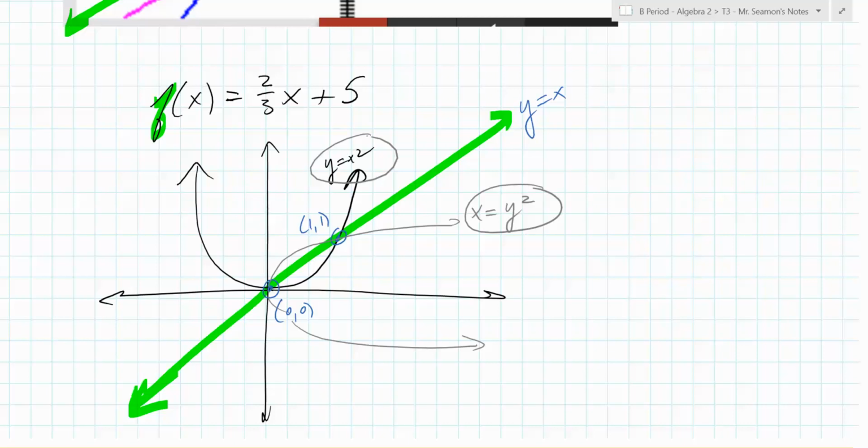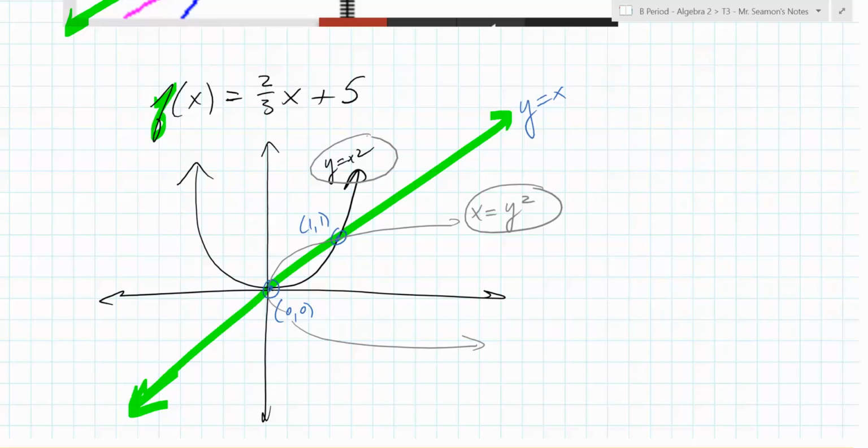One-to-one functions. Is this function one-to-one? No, it is not, because its inverse is not a function. This is not a one-to-one function because its inverse is not a function. How do you tell if a function is one-to-one or not? Hint: how do you tell if something's a function?